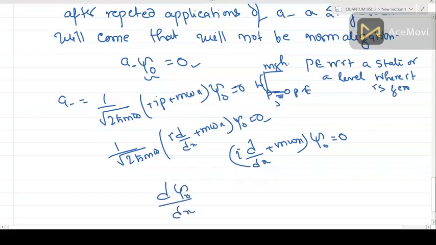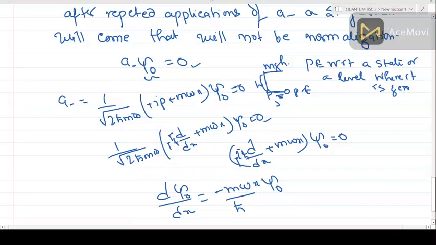You can evaluate this, d psi naught upon dx, and there is an important step here. I want you to notice that step and tell me in the comment section if you wish to know that. It is minus m omega x psi naught. Sorry, i h bar it is, so h bar will be here, plus i h bar. It is A minus, so it is plus.